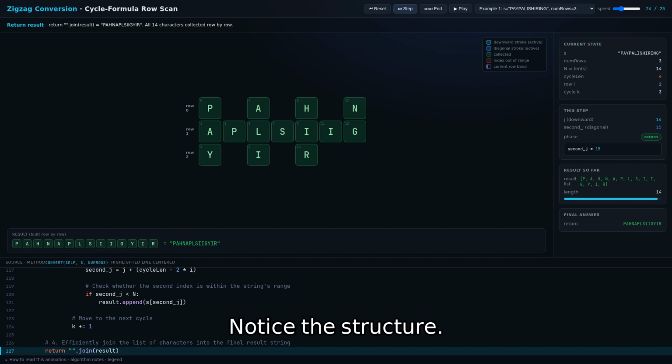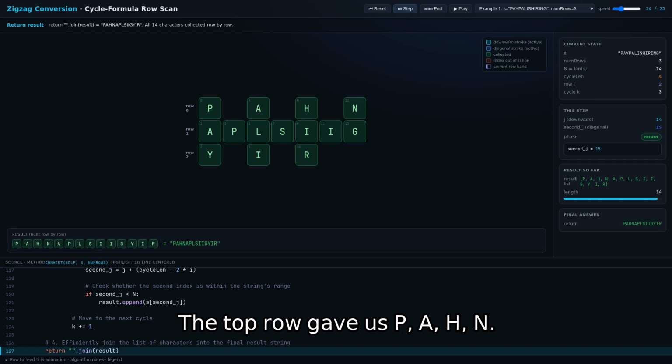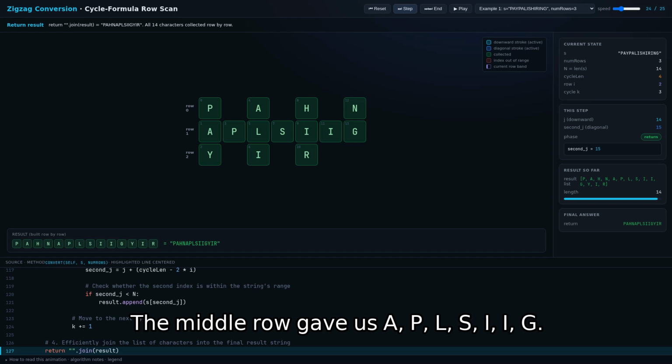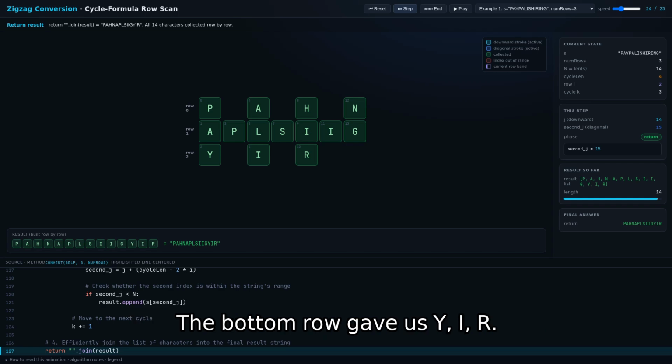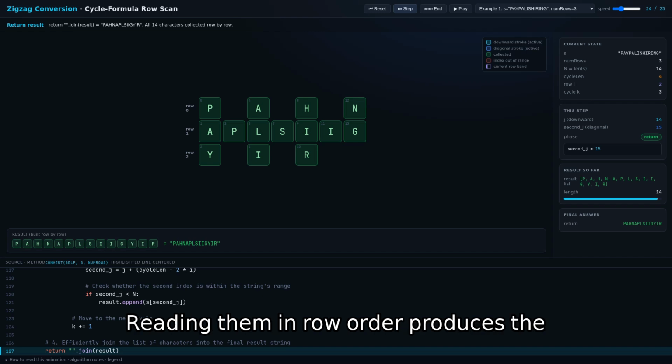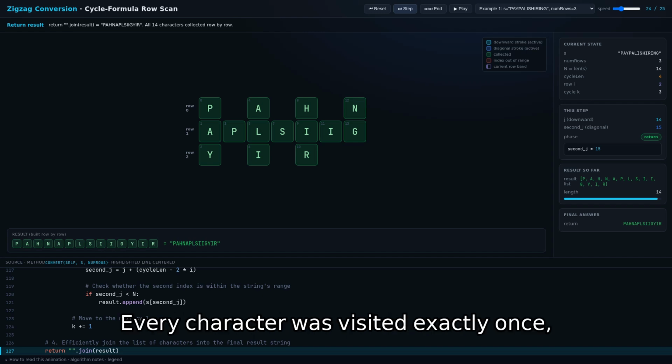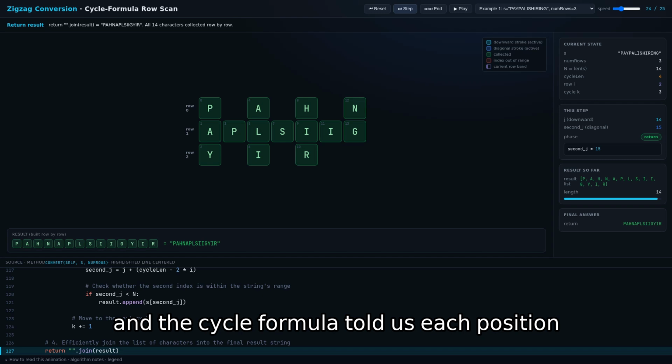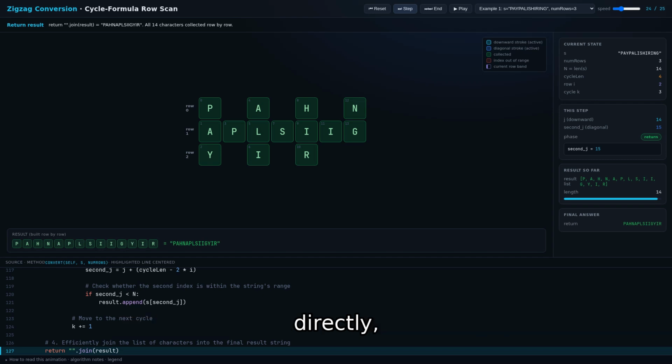PAHNAPLSIIGYIR. Notice the structure. The top row gave us P, A, H, N. The middle row gave us A, P, L, S, I, G. The bottom row gave us Y, I, R. Reading them in row order produces the converted string. Every character was visited exactly once, and the cycle formula told us each position directly, with no grid ever built.